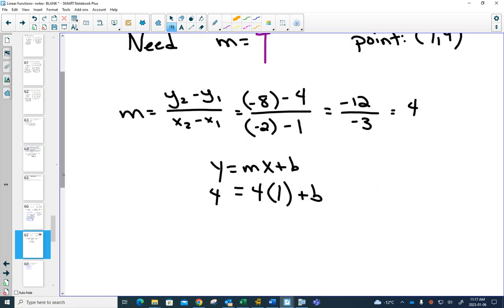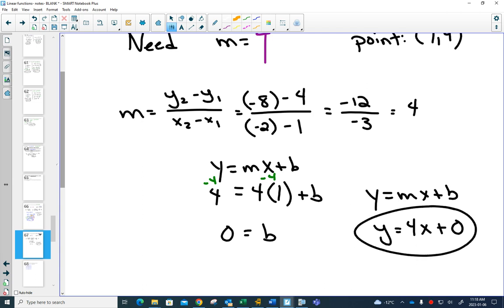And I can solve for b. I can subtract 4 on both sides to get b by itself. And I get b is equal to 0. So as a result, we can now write our equation. y equals mx plus b. I now know the m is 4, and I know the b is 0. You could just write y equals 4x. If you wrote y equals 4x plus 0, it's perfectly fine. But the plus 0 doesn't need to be written.